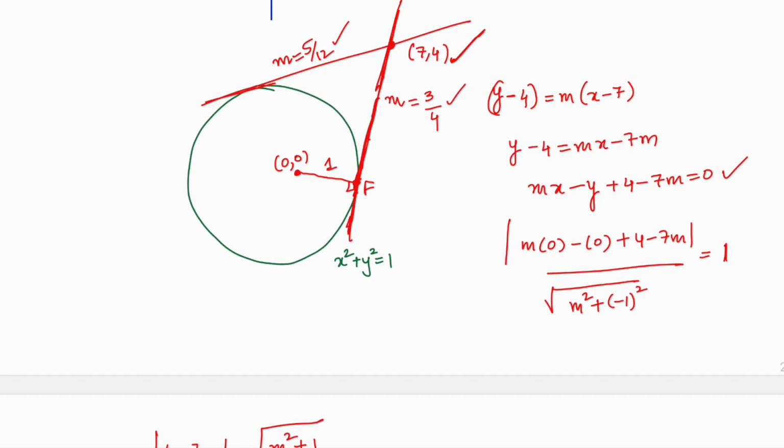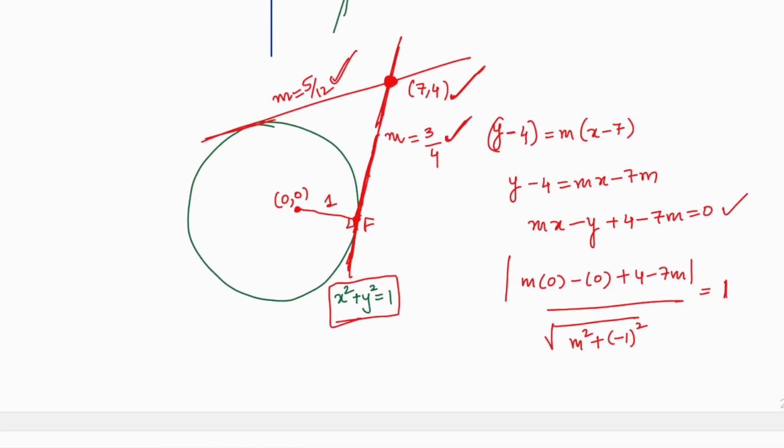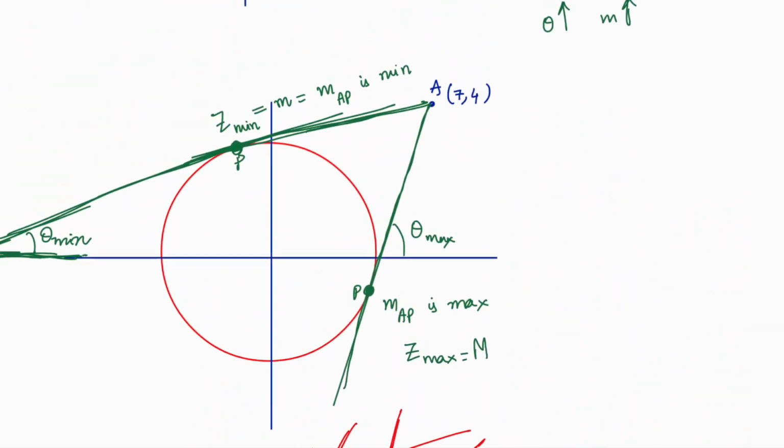So from point (7, 4), we can draw two tangents to the circle x square plus y square is equal to 1, and these tangents' slopes are like this. So what is capital M? Capital M is the maximum slope of the tangent, right? So capital M we got as 3 by 4. Small m is the minimum slope of the tangent from (7, 4) to the circle. That is 5 by 12.